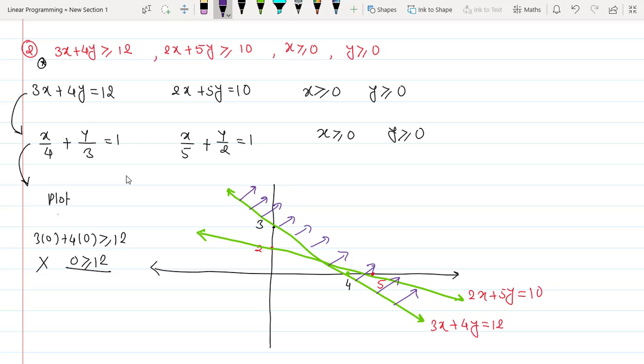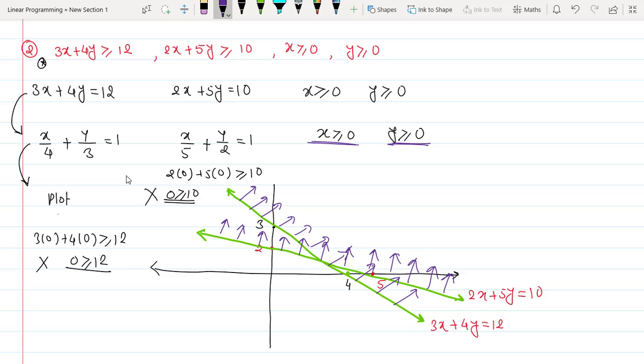If I substitute 0 0 in this equation, I will get 2 into 0 plus 5 into 0, which is greater than or equals to 10. So 0 greater than or equals to 10. Is it true? No, of course not. So for the second line also, I have the non-origin solution set. Okay, this is what we get for the second line also. But because of these two constraints, my feasible region is getting bounded.